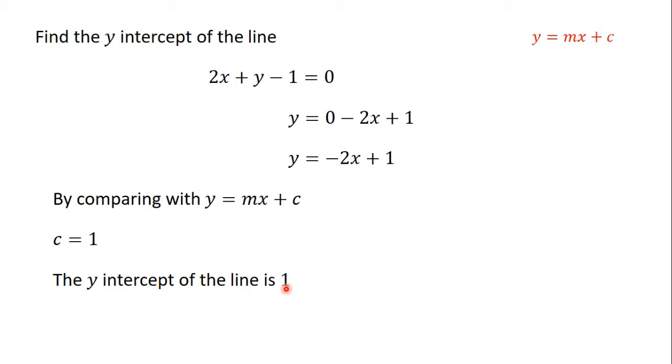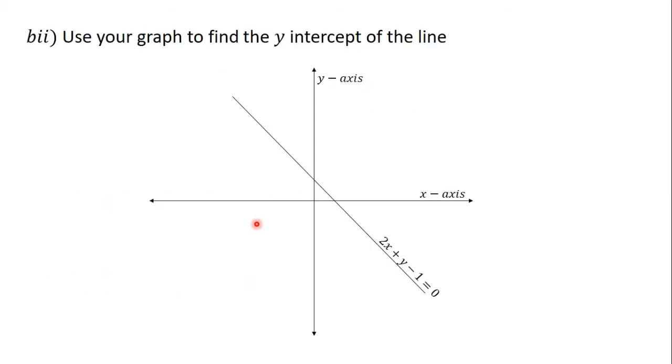The question does not want us to use the equation. So we are going to use the graph to find the y-intercept. I'm doing this to explain to you that you can get the y-intercept by using both the equation and the graph. This time the question wants us to use the graph. So let's go to the graph and see how to do that.